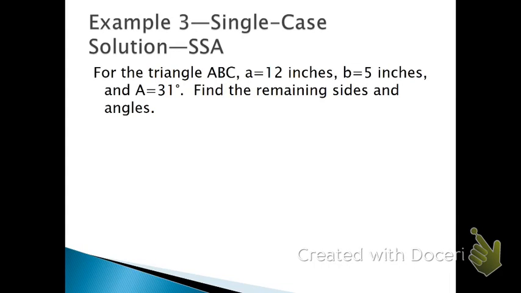All right, so example 3, it says for the triangle ABC, side A is 12 inches, side B is 5 inches, and angle A is 31 degrees. Find the remaining sides and angles. So since we're after all the remaining stuff, let's set up our pieces so we can have our answer box. So angle A, angle B, angle C, side A, side B, side C. And fill in what you know.